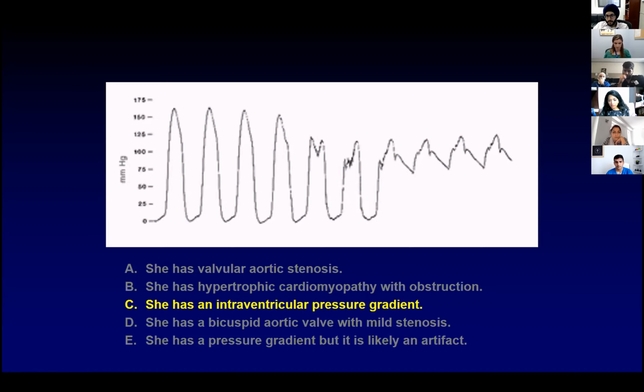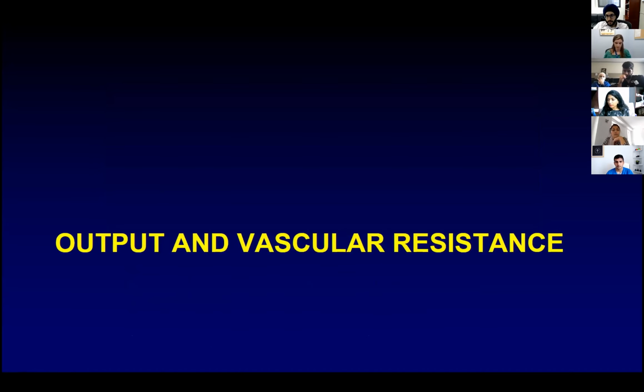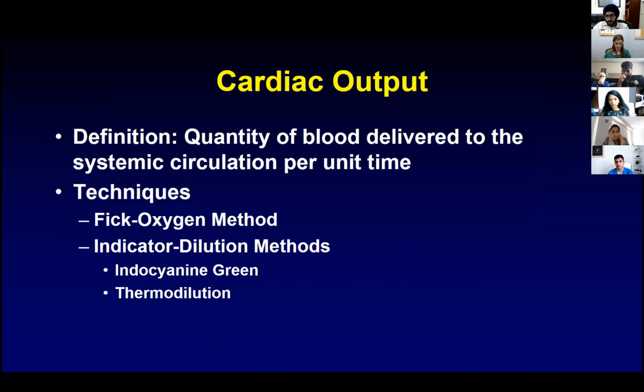B and C are basically the same thing, so I apologize for that. Coming really quickly to the last part, outputs and vascular resistance.